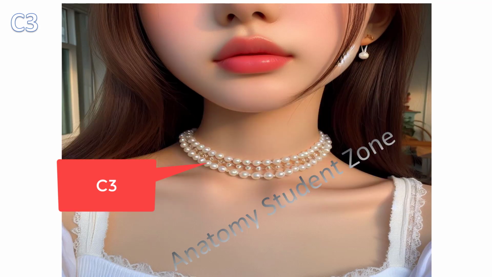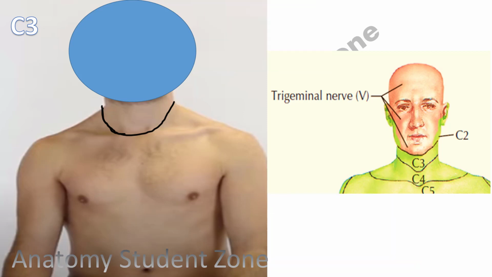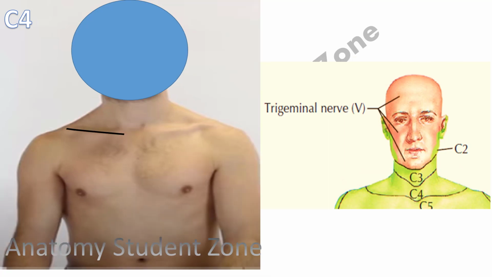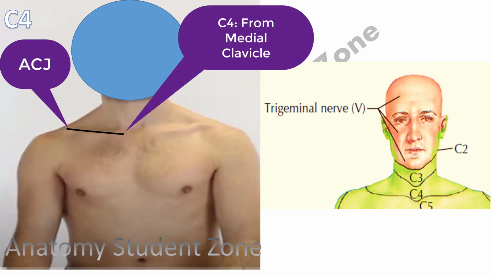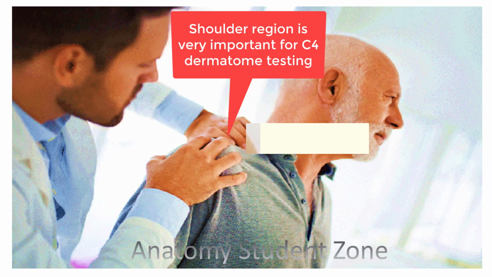It goes from the lower half of the anterior neck round to the posterior neck and then coming back to the same side of the anterior neck. Or from the lower cervical spine anteriorly, it goes back posteriorly and then anterior again. We can also see the necklace type of arrangement of the C3 dermatome in this image as well. C4 is from the medial clavicle to the acromioclavicular or ACJ joint. For C4, remember the shoulder region is very important, and this is a key landmark for testing C4.